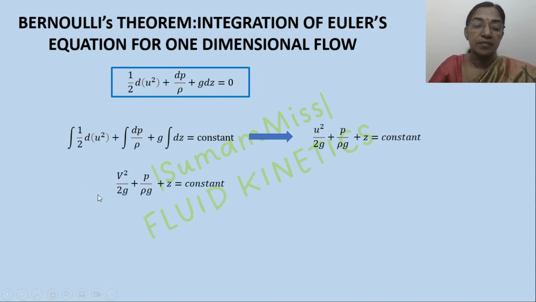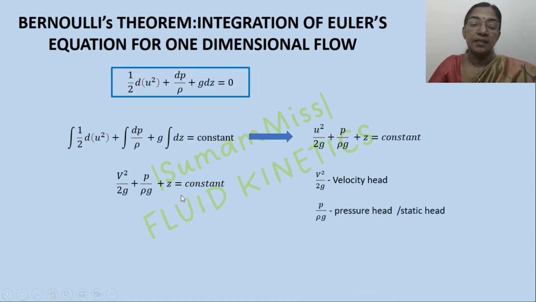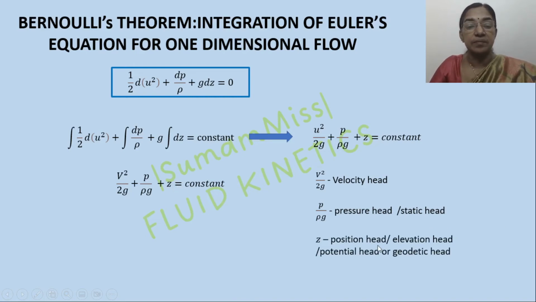So v square by 2g indicates the velocity head, that is the kinetic energy per unit weight. Similarly, p by rho g represents pressure energy per unit weight, or it is called pressure head, and z, which indicates the position head or elevation head or geodetic head, represents the potential energy per unit weight. So the summation of kinetic energy per unit weight, pressure energy per unit weight and potential energy per unit weight is equal to constant, or total energy at any point is constant.